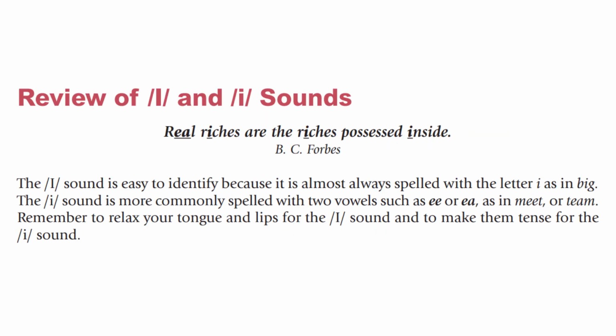Review of I and E sounds. The I sound is easy to identify because it is almost always spelled with the letter I, as in big. The E sound is more commonly spelled with two vowels, such as double E or EA, as in meet or team. Remember to relax your tongue and lips for the I and to make them tense for the E.